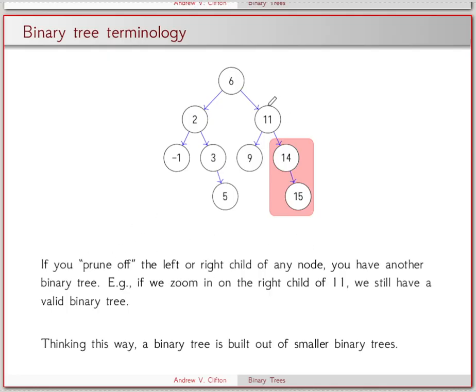If you zoom in on a particular node, here we're looking at 11, and you look at just its left child or its right child, you have another binary tree. If you zoom in and look at 14 and 15, those look like a binary tree where 14 is the root and there's just no left child. So binary trees are a recursive data structure. A binary tree is built out of smaller binary trees. When you go left or right, you find another binary tree, possibly an empty one. If we go left from 14, we find an empty binary tree.